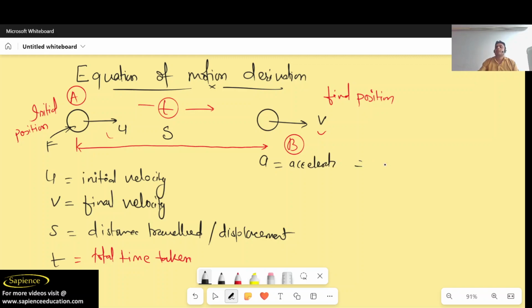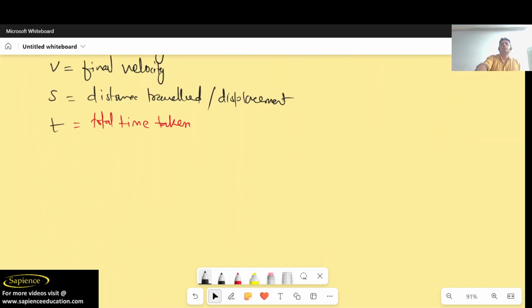Okay, so if a is your constant acceleration, its velocity changes from initial velocity u to final velocity v, the total distance traveled is s, and the total time taken in moving from the initial point to the final position is t. Okay. Now, how to derive the equations of motion?